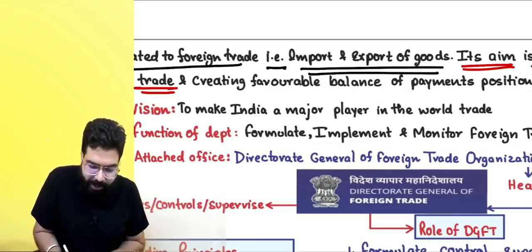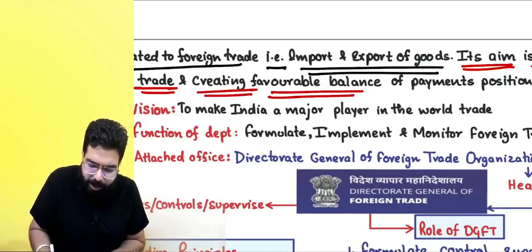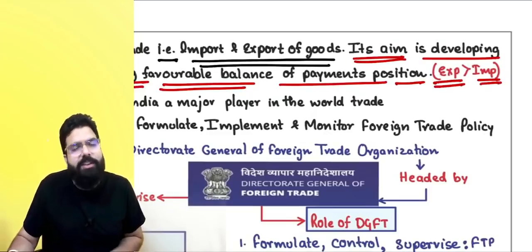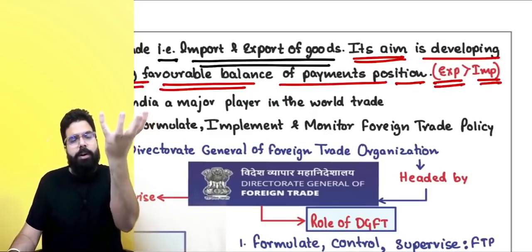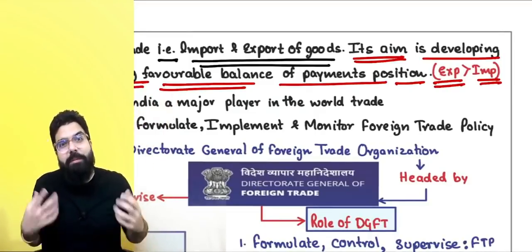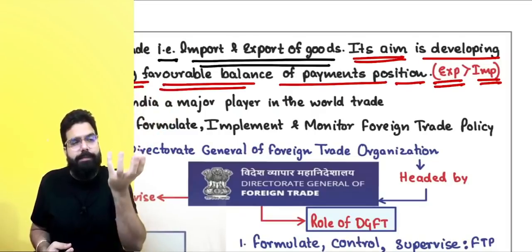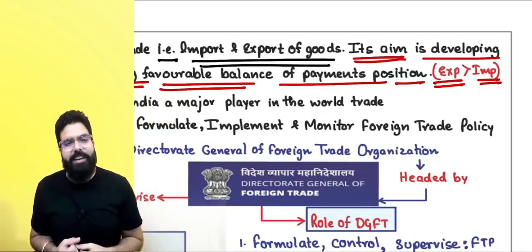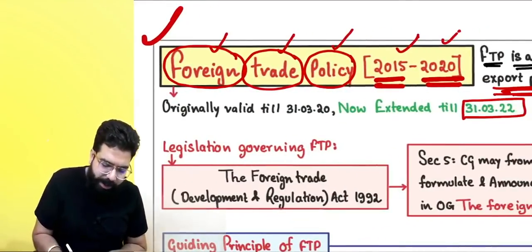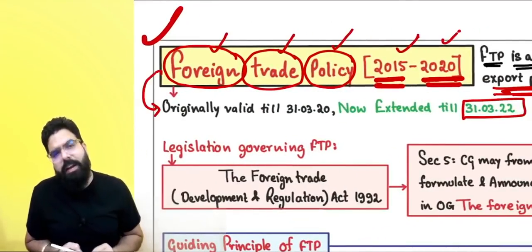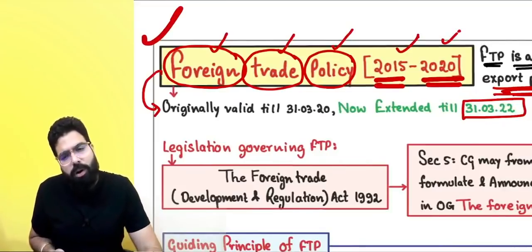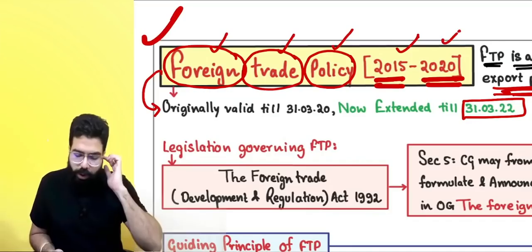Okay, sir. Then, creating a favorable balance of payment position, that is, exports greater than imports, is known as favorable balance. We earned 10 crore by exporting, imported only 1 crore, so 9 crore, we became rich. It is like revenue minus expenses. Yes, sir, we got it. Let's go ahead. The foreign trade policy, which was originally valid till 31st March 2020, has now been extended till 31st March 2022. Okay, sir, point is clear.